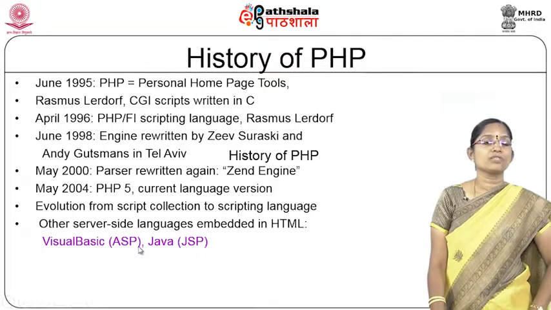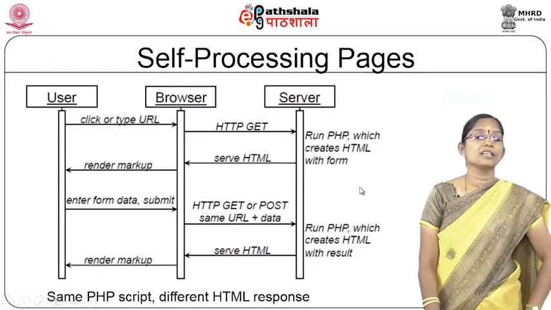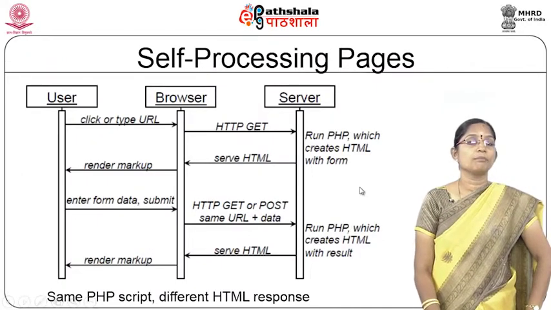Then in 2004 it comes to a version of PHP 5, which is the current language version. So this is just an evolution from script collection to scripting language. Like PHP, we have other scripting languages, which is ASP based on Visual Basic and JSP, which is based on Java. Now let us look through the self-processing of PHP pages.